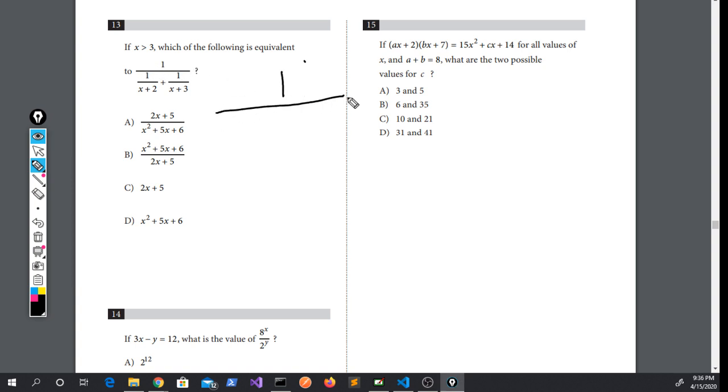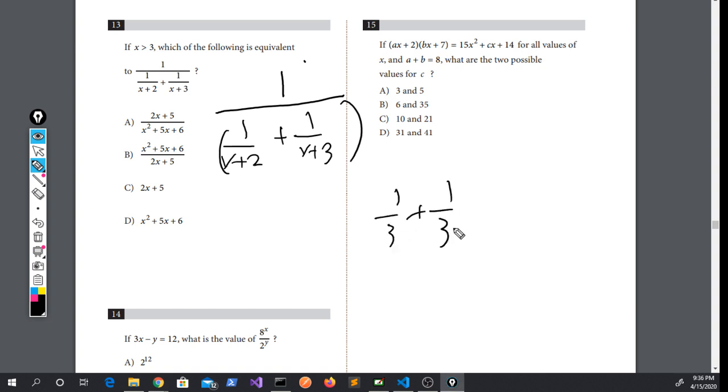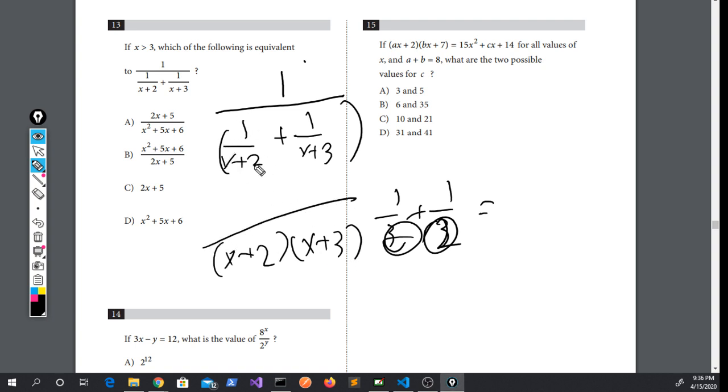This fraction means nothing more than just division, right? And this should be parenthesized, like so. We should do this part first, obviously. And how do you add fractions? You have to make their denominators the same, right? So x plus 2, x plus 3. If this has a denominator of this, the numerator becomes x plus 3, and this one x plus 2. So then what do you have?